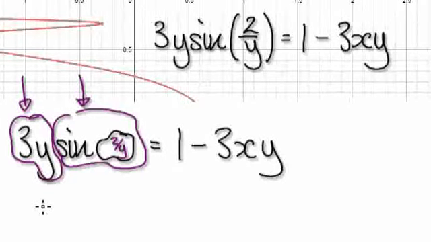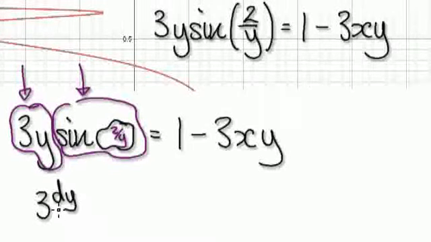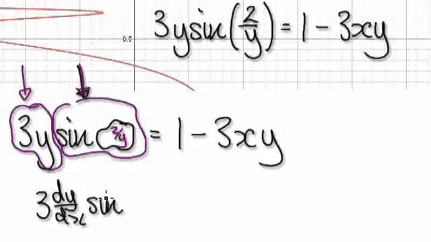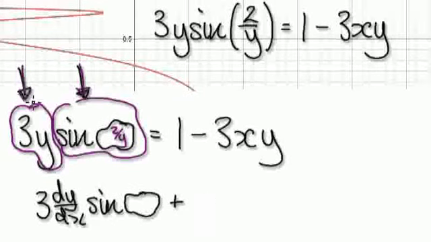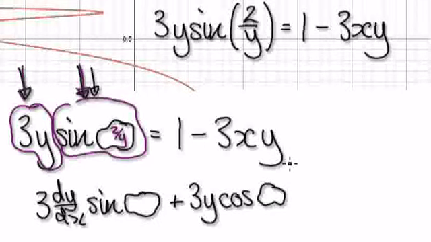So that would be 3 and then dy. Remember, it's just 3 on its own, but then because y is a function of x, it's going to be dy by dx here, and then you leave this the same, which will be sine bubble. Let's just leave it as bubble here. Remember, it's 2 over y in this bubble here. And then plus, now we leave this the same, which will be 3y, and then differentiate this, which will be cos of the bubble.